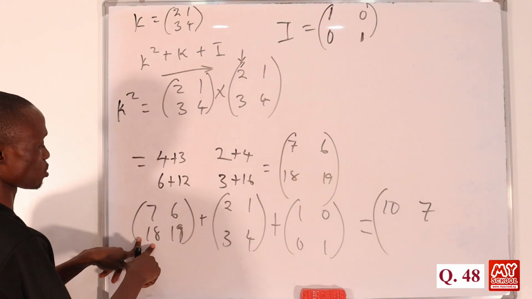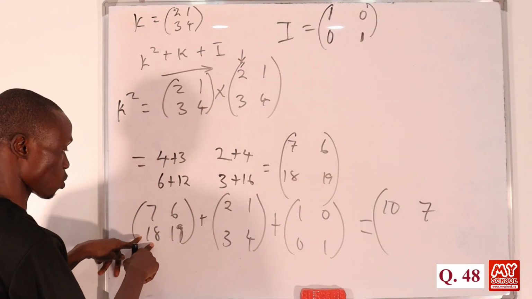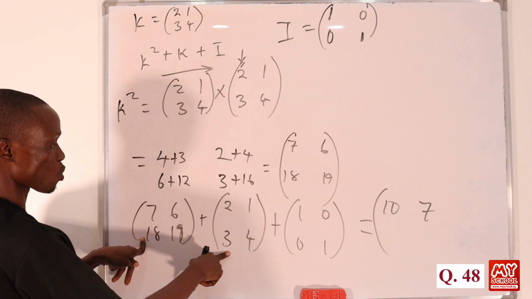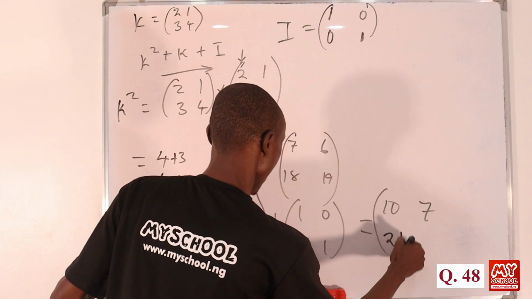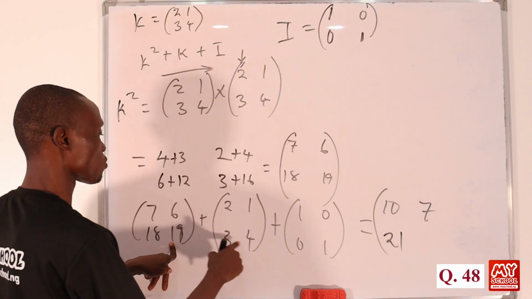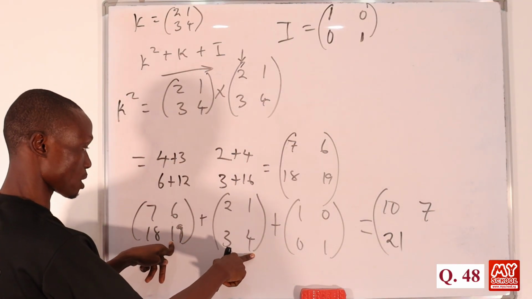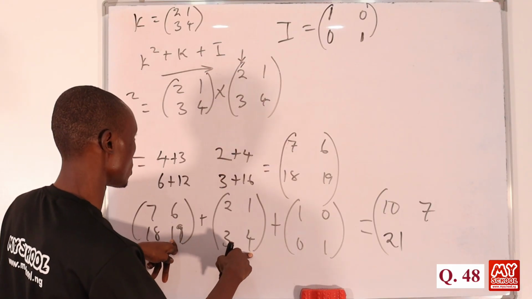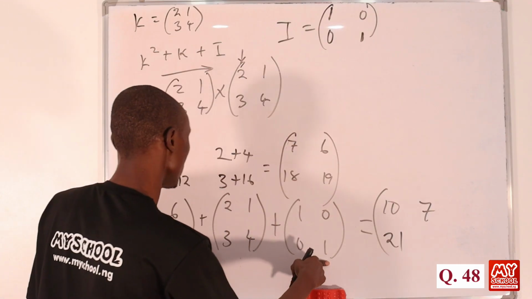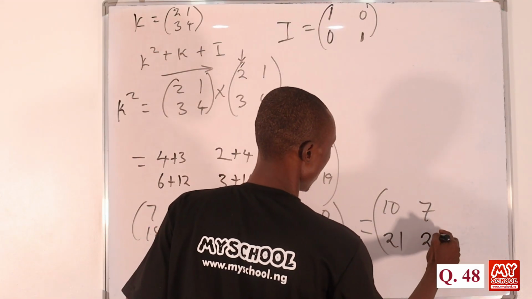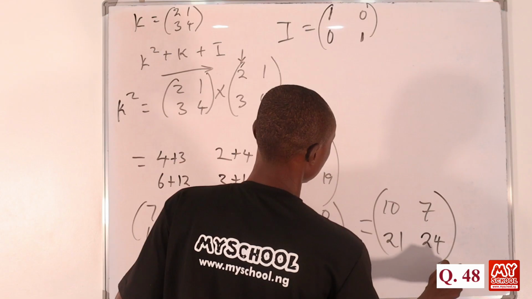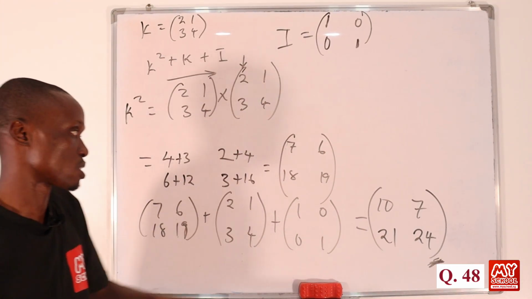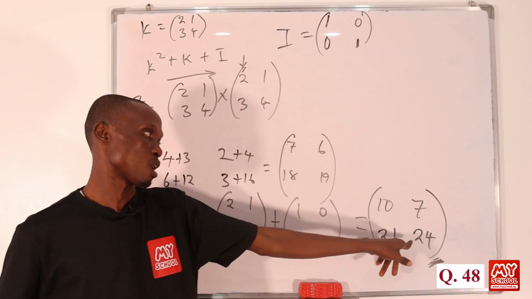Now let's move down to the next element in the second row. 18 plus 3 is 21. So 21 plus 0 is 21. Then 19 plus 4 is already 23. Then 23 plus 1 is 24. So here we have 24. So this is the solution to the problem that is given to us: 10, 7, 21, 24.